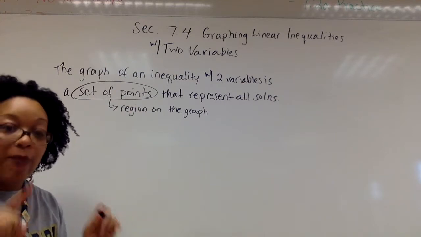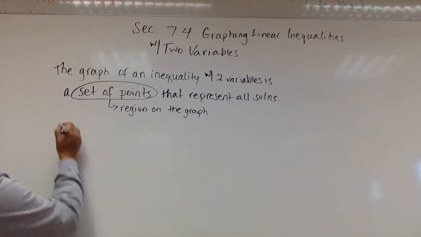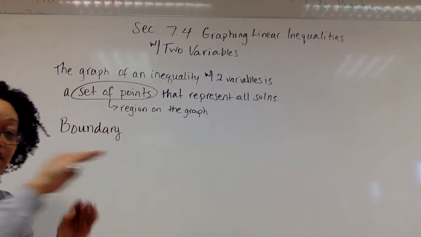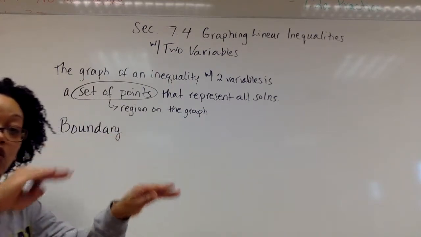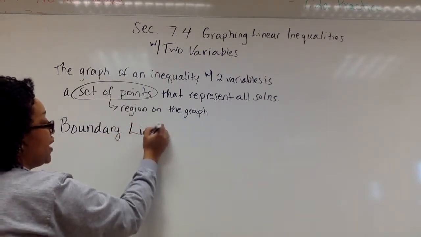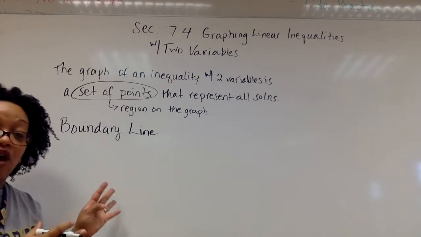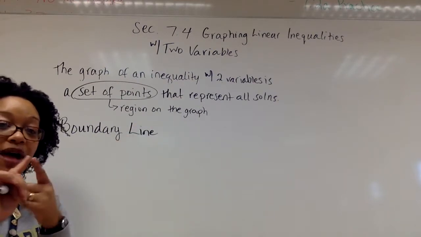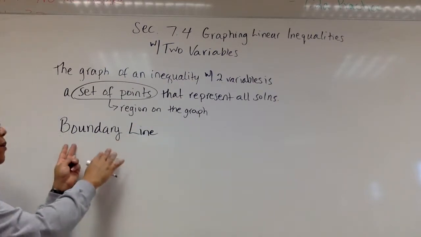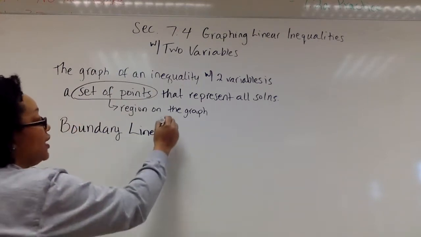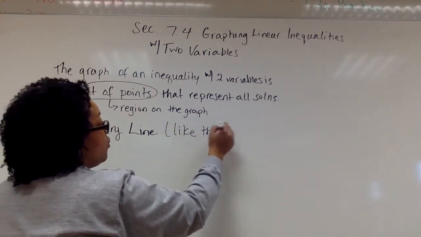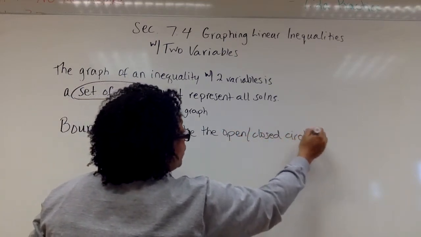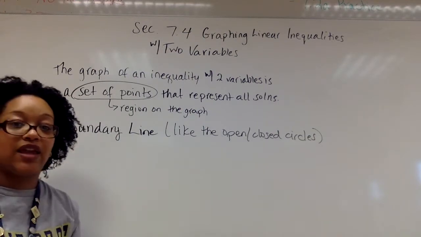Everything starts off with a boundary line. You've got that word there. You know what a boundary is. A boundary tells you where you can cross, okay? How far you can go. Boundary line is the same thing when we're talking about inequalities. Now, I need you to remember, back at the beginning, we talked about open and closed circles. The boundary line is the same idea. It's like the open and closed circles, okay? When you were doing your simple little number line at the beginning of the unit.